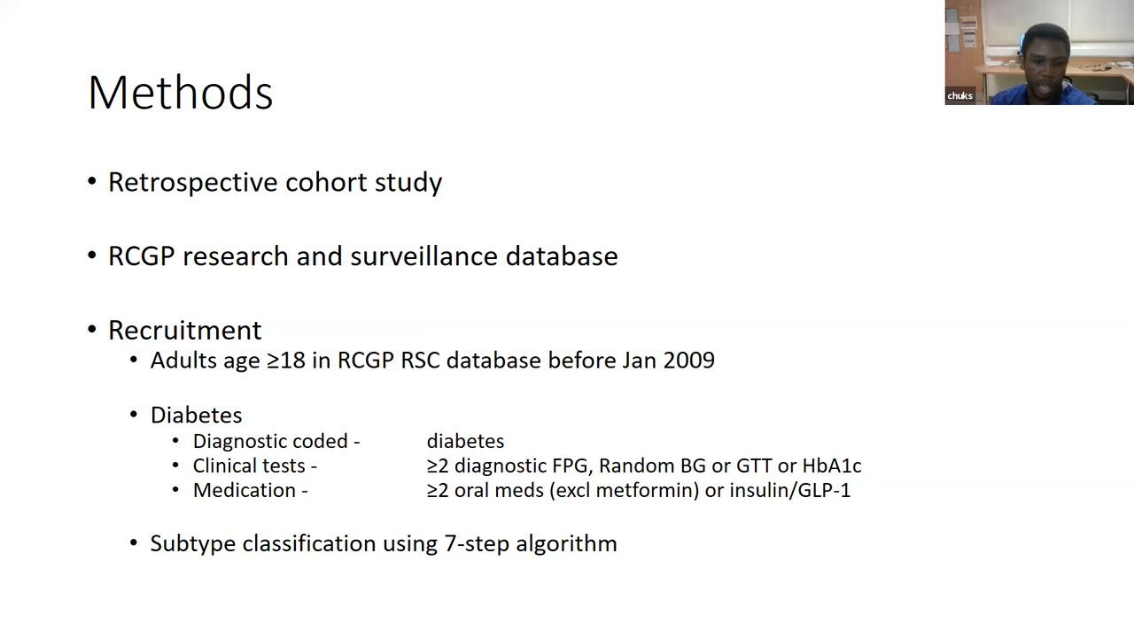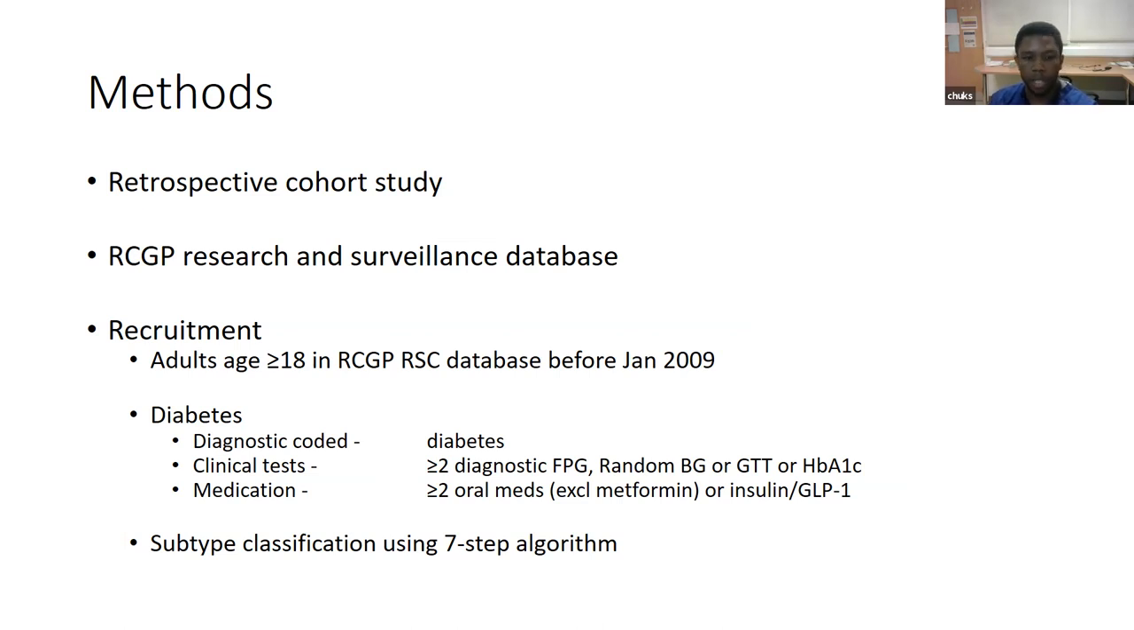So this was initially done by a series of coding. They coded those who had a diagnosis of diabetes. They also looked at those patients who had diagnostic tests that would be very much suggestive of diabetes, so two diagnostic fasting glucoses, random blood glucoses, GTTs, HbA1cs. They also looked at the medications the patients were receiving. So patients on two oral agents, so excluded metformin, I suspect because that can be used in many other conditions, or patients on insulin or GLP-1s for subcut therapy were included.